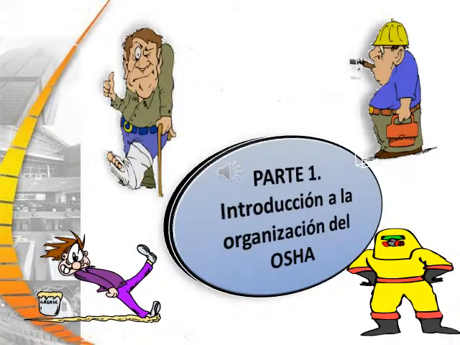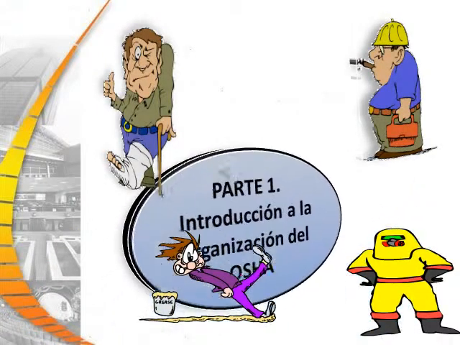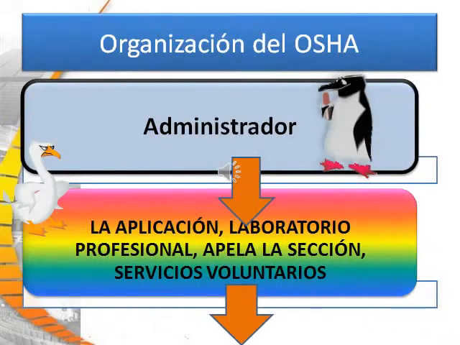Part 1. Introduction to OSHA's organization. At the top of the OSHA organization is an administrator, and just below that you'll find the divisions of enforcement, occupational lab, the appeals section, and the voluntary services section.